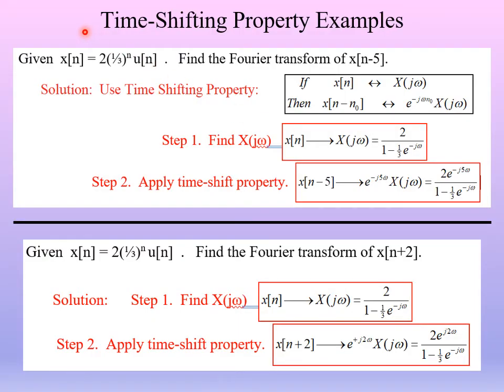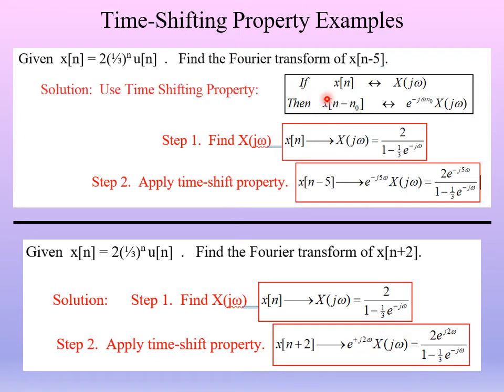So let's take a look at some time-shifting property examples, and these are useful ways to do some basic calculations here with Fourier transforms. So suppose we're given the signal x of n equals 2 times 1/3 to the n times u of n, and you're asked to find the Fourier transform of x of n minus 5, okay? So how do we do this?